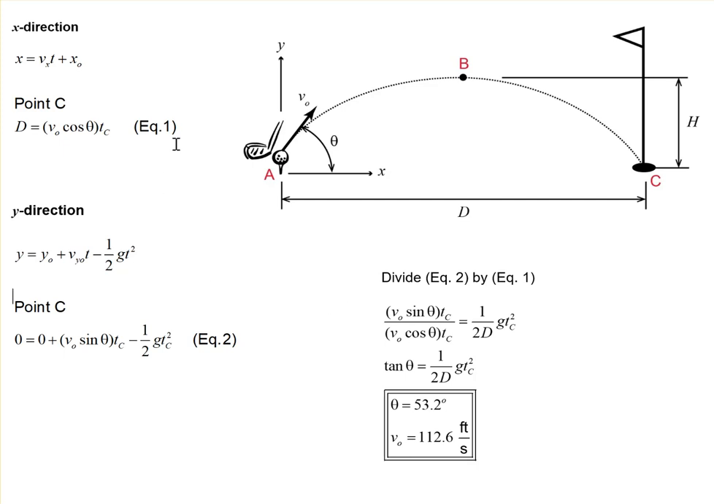All right, so we have two equations, equation 1 and equation 2. What I'm going to do, and what is the easiest to do, is divide equation 2 by equation 1. In this way, we can get rid of v naught, and all we're left with is theta as an unknown. So we can solve for theta very easily because we know d and we know t_c. So once we solve for theta, we can plug it back into either equation 1 or equation 2 and find what v naught is.